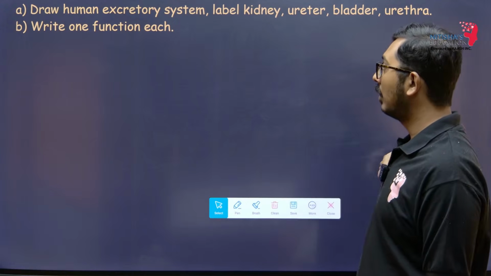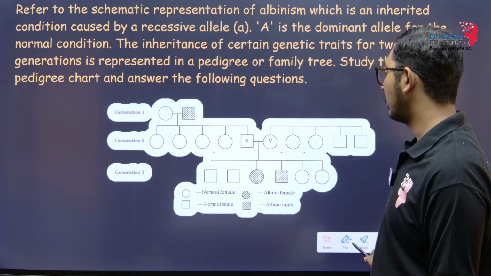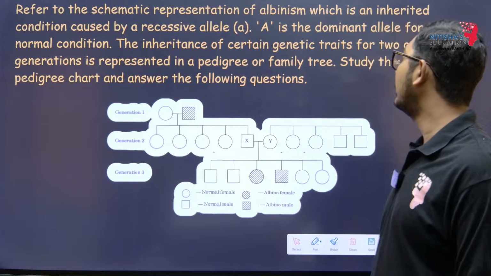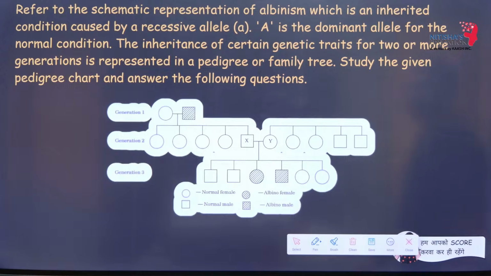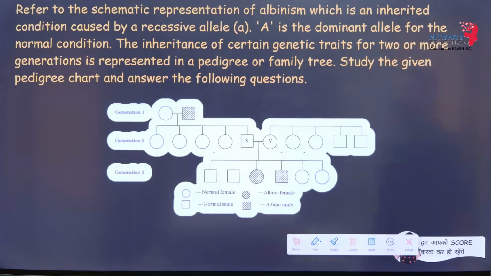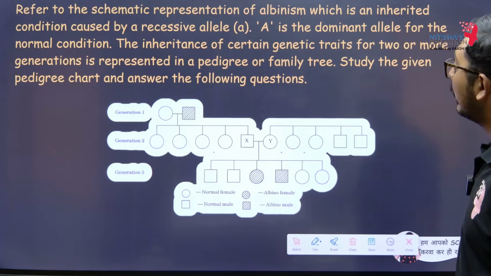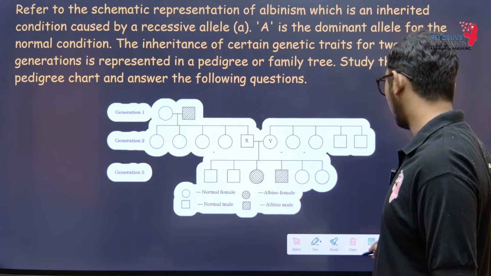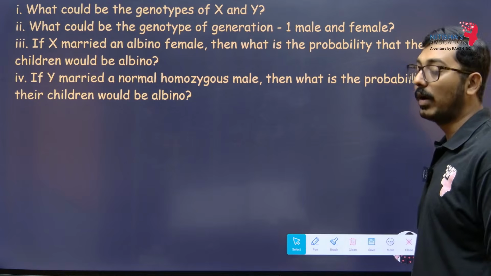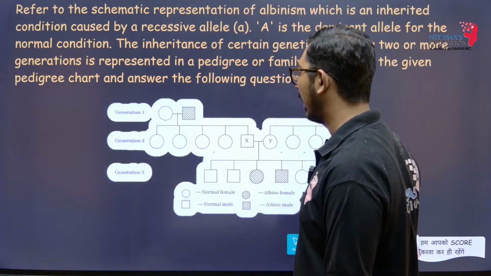Next question. Refer to the schematic representation of albinism, which is an inherited condition caused by a recessive gene. A is the dominant for the normal condition, and the inheritance of certain genetic traits over 2 or more generations is represented in a pedigree or family tree. Study the given pedigree chart and answer the following questions. What could be the genotype of X and Y?